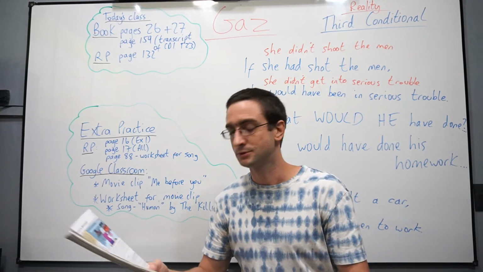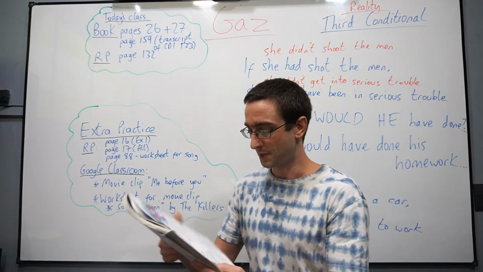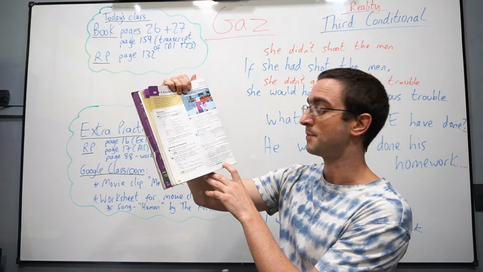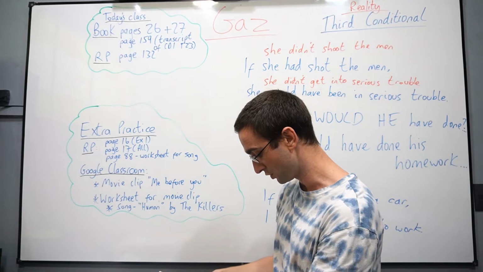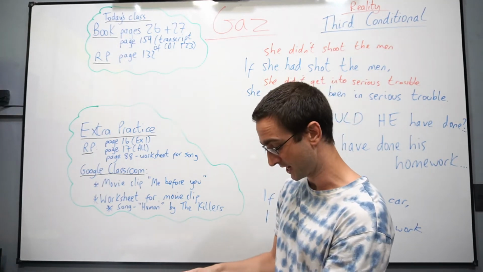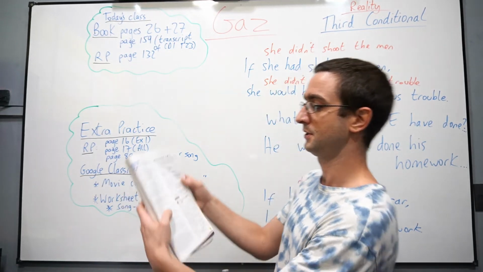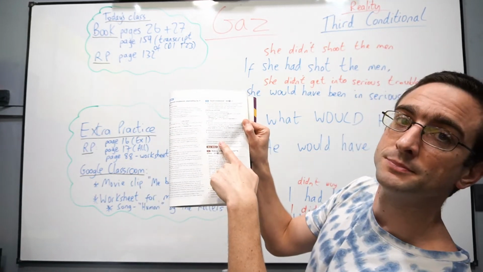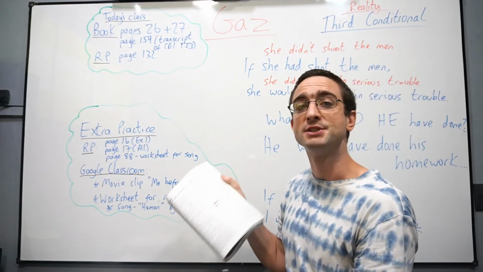If that's not clear, or you need more examples, or you want to see a bit more information, I can refer you. In the book here it says check in grammar, page 133. Let me show you that page 133 in the language summary section at the back of the book, when you come here, page 133, third conditional, bam. More information, some examples, goes through the structure. If you have a doubt, check it out.